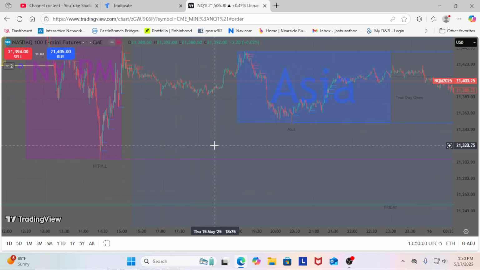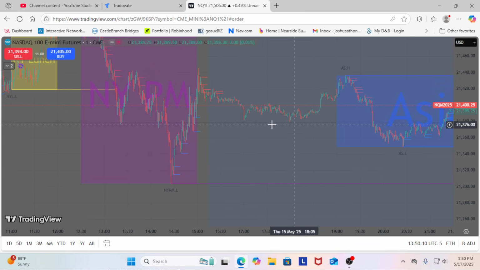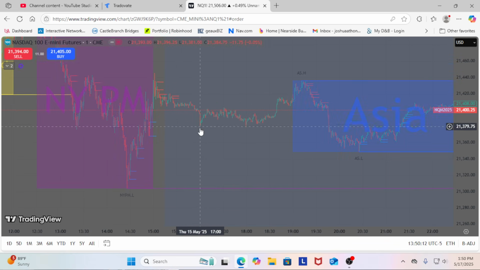we get a demand print here, it comes up, passes through the true day open, and you can see how this true day open always acts as a magnet. Price wants to come to it, goes above it, price wants to come to it, uses it as a support.